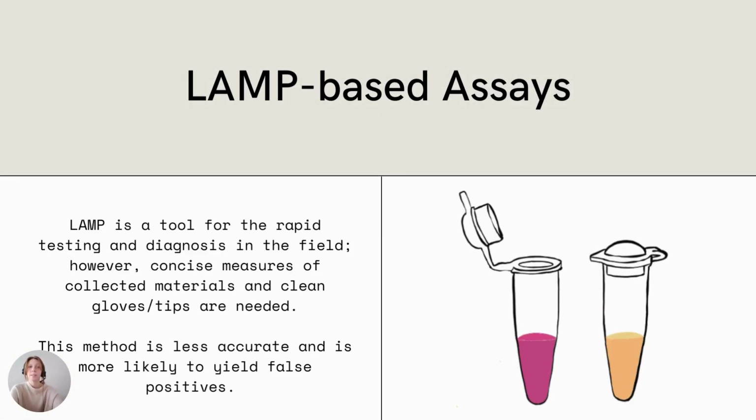LAMP is a tool for rapid testing and diagnosis in the field. However, it requires concise measures and collected material, as well as clean gloves and tips. This method is less accurate for those reasons and is more likely to yield false positives.